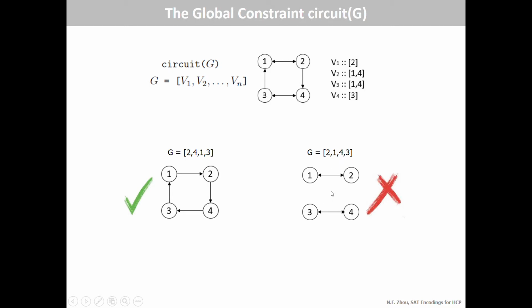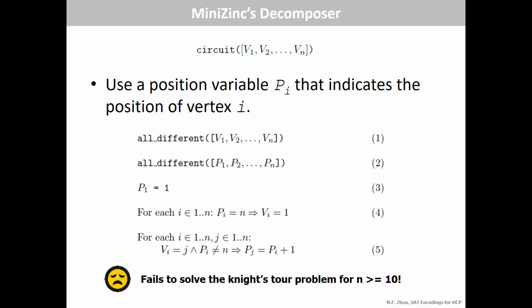contains two subcycles. We begin with Minizinc's Decomposer, which uses a position variable for each vertex. The generated constraints ensure that all the problem variables are distinct, all the position variables are distinct, and the positions are connected into one cycle. This encoding does not perform well. It can only solve the Knight's-Tour problem for size 8.